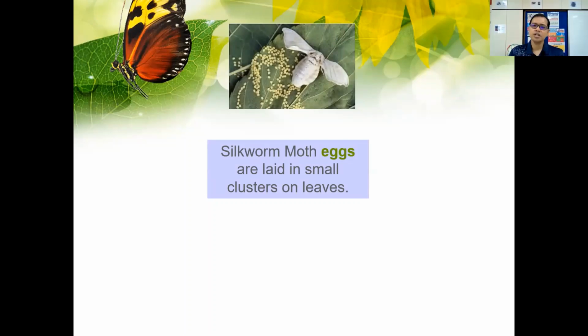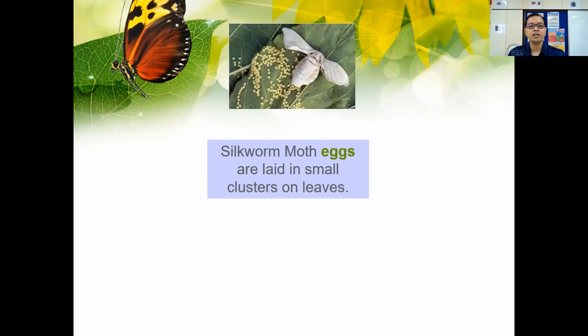You will see a white color thing there with wings. That, my friends, is called the silkworm moth. Okay, the adult of the silkworm is called the silkworm moth. It is white in color. It looks pretty big, but it is actually no bigger than your hand. In fact, it is about the size of your finger and your thumb.